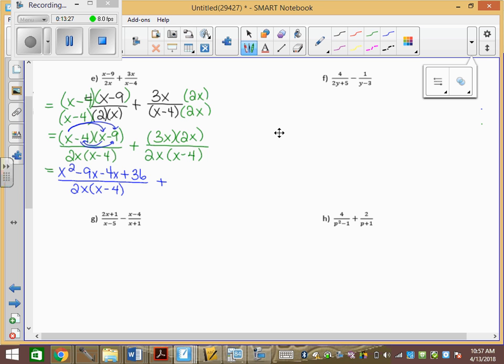Plus this side's easier, 3x times 2x, 6x squared. It's not FOILing. Why is it not FOILing? Why do I not have to go first, outer, inner, last? There's no addition or subtraction. This is one term. So no first, outer, inner, last. So it's just 3x times 2x, which is 6x squared, over 2x, x minus 4.